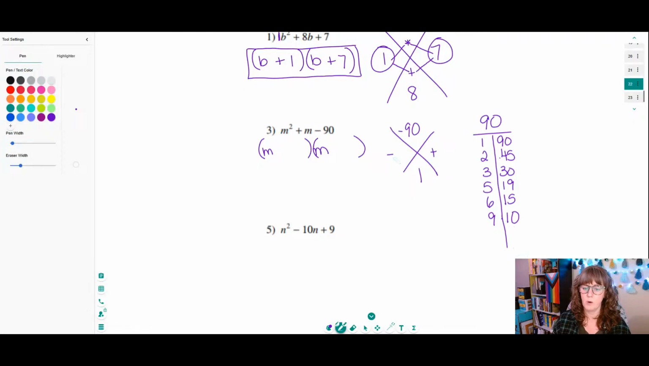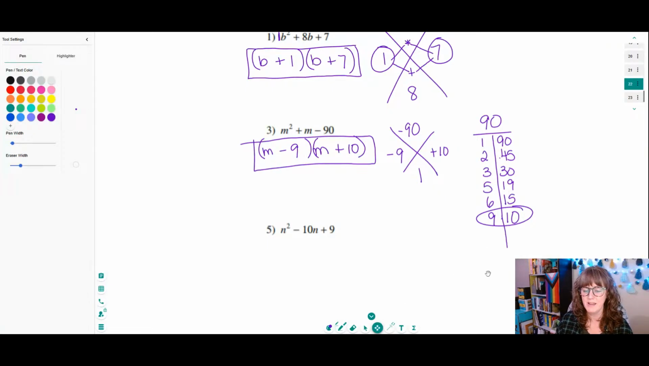Now, we talked about how one number has to be positive and one number has to be negative. So that means maybe we're switching our thinking a little bit to subtraction. Which of these pairs of numbers could we subtract to get 1? Well, that's going to be 9 and 10. So now let's think about how we make that a positive 1. 10 would have to be positive, the 9 would have to be negative. So then that helps us to know what to fill in here into our set of binomials. So that is that one factored.